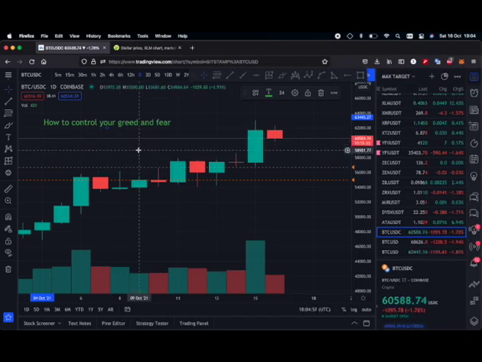You control your greed by making sure you lock your profit or you put your stop loss at entry if needed. It's very important. You control your fear by using your risk management and telling yourself that trading is all about patience. That way you control your fear.